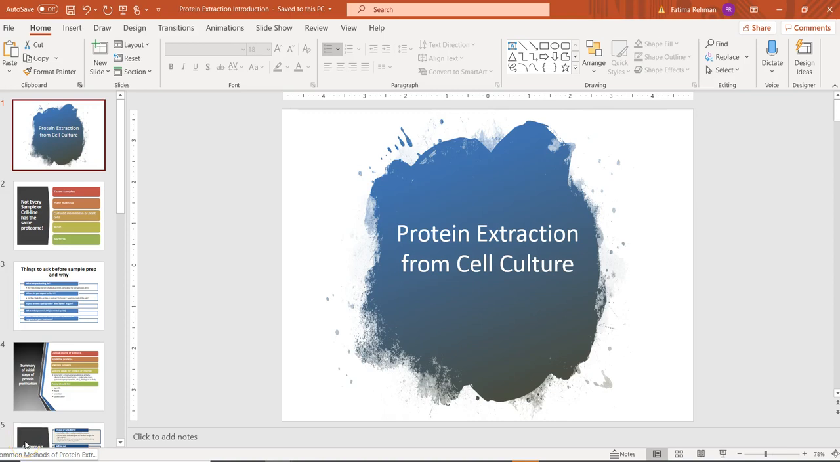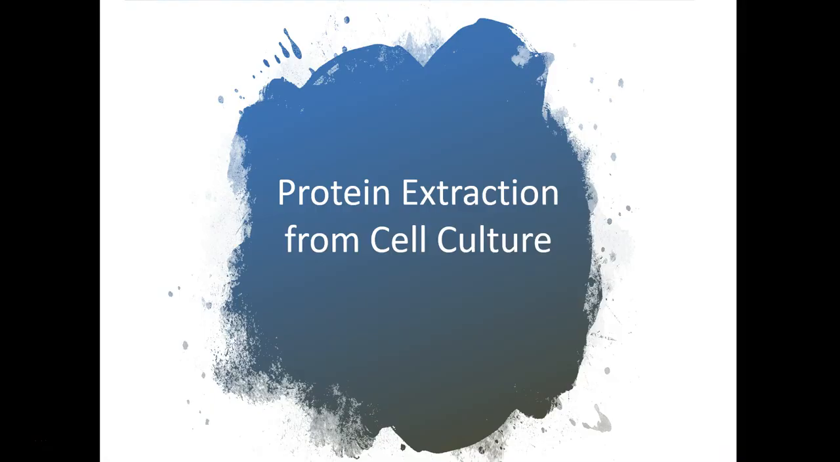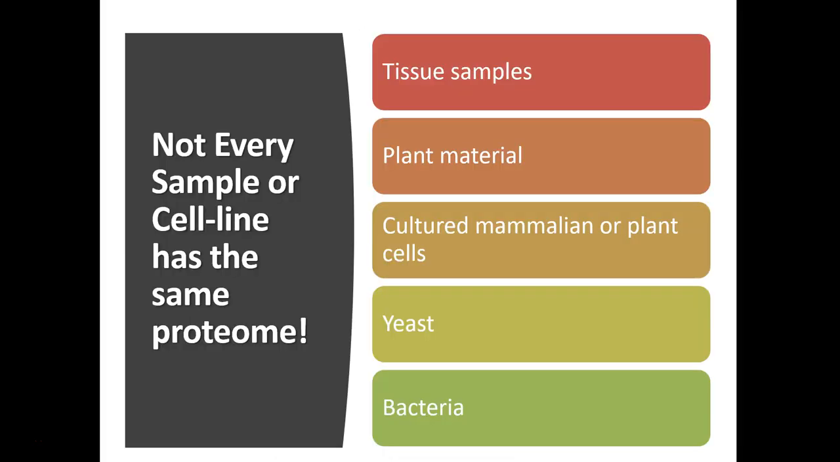In this lecture, we are going to be talking about protein extraction from mammalian cell culture. Now, protein can't be just extracted from mammalian cells grown in culture. We can actually get proteins from any number of biological materials. We can get it from tissue samples or even biological fluids if we are looking at secreted proteins. We can get it from various plant materials. We can obviously get it from cultured mammalian or plant cells or yeast or bacterial cultures as well.